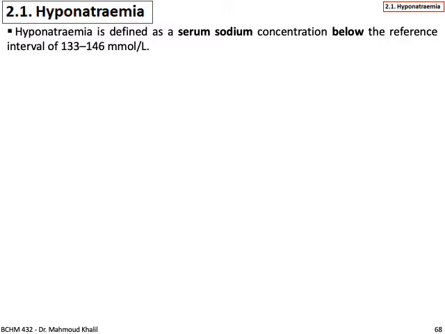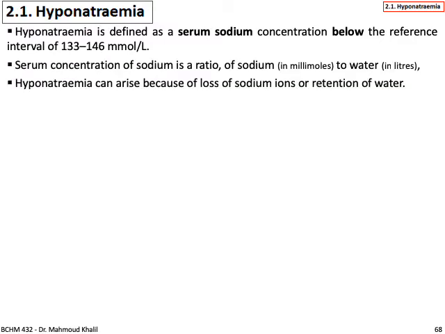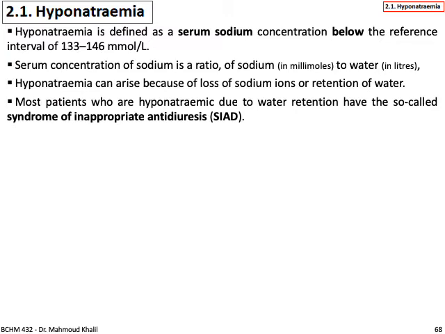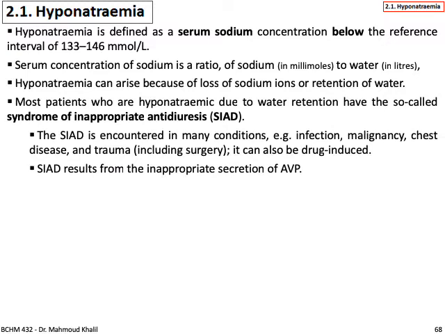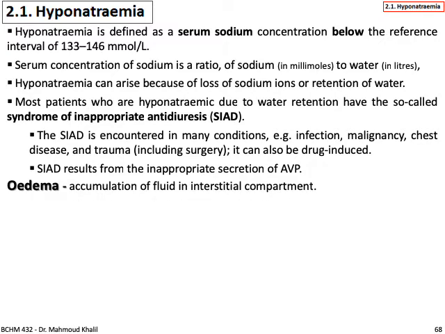Hyponatraemia is defined as the serum sodium concentration being below the reference range. The serum concentration of sodium is a ratio of sodium in millimoles to water in liters. This condition can arise because of the loss of sodium ions or the retention of water. Most patients with this condition have water retention, a condition called the so-called SIAD. The SIAD is encountered in many conditions like infection, malignancy, etc. It results from the inappropriate secretion of AVP.